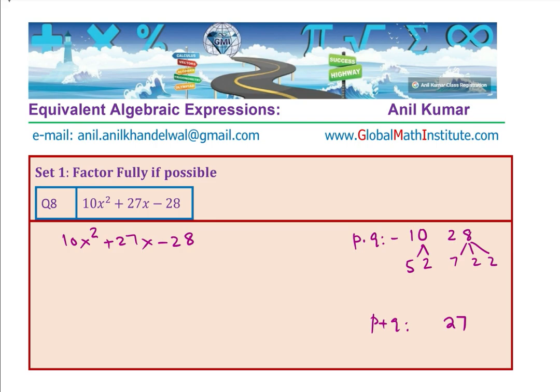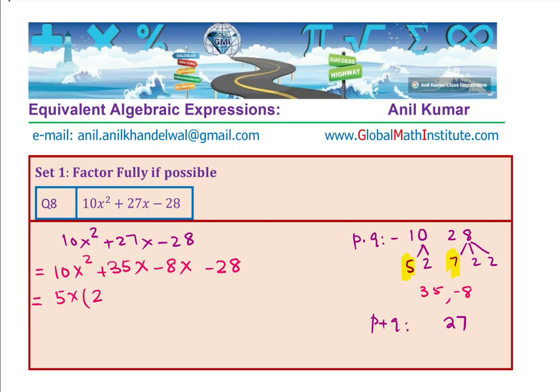Now we are looking for a combination which will give us as the sum 27, correct? 7 times 5 is 35. Do you see that? 7 times 5 is 35, and we are left with 8. That helps, right? So we have the two, 35 and 8. Since we want positive, 8 is going to be negative, 35 positive. So we can write this as 10x squared plus 35x minus 8x minus 28.